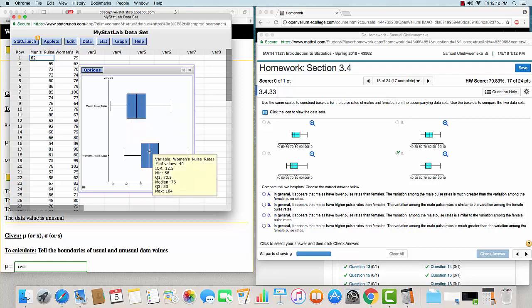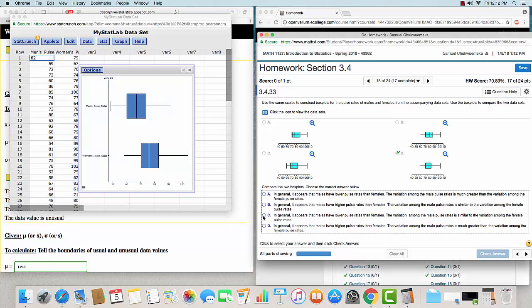For the women's pulse rates, 14 minus 8 is 6, and 9 minus 5 is 4, so 46. So we can say that the variation, 44 is less than 46. So we can say that the variation among the male's pulse rates is much greater. No, it's not. So we'll go with C, that it is similar to the variation among the females' pulse rates. Okay, C.